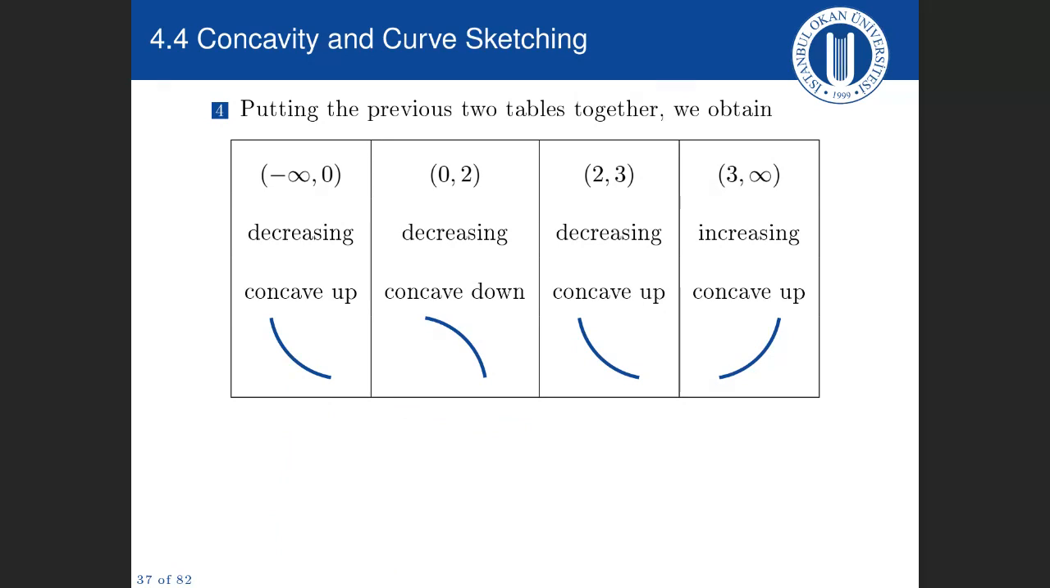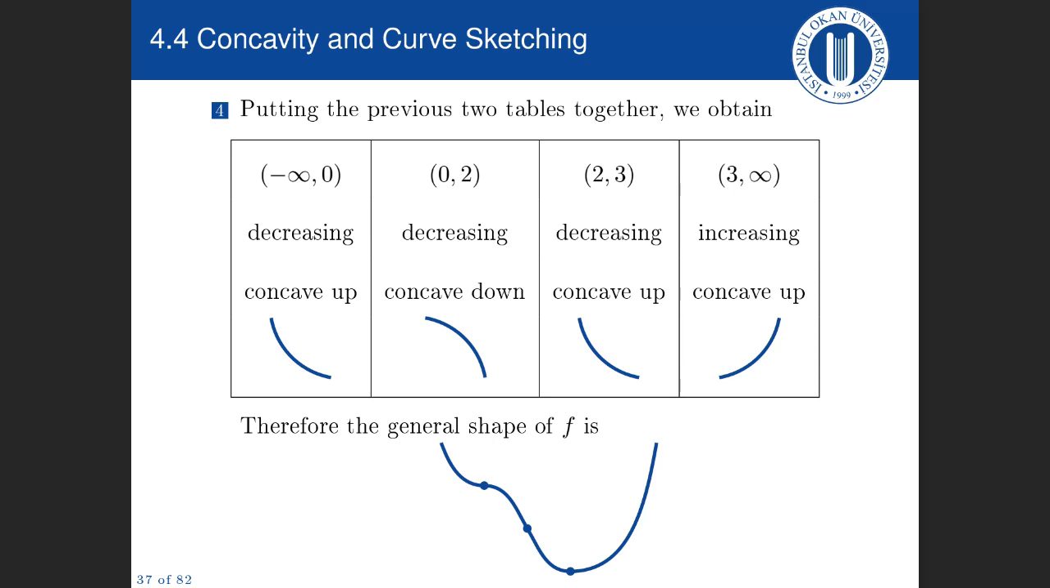And then between 3 and infinity, we found that our function is increasing and concave up. Increasing and concave up looks something like this curve. If we take these 4 curves, and if we glue them together, we end up with the general shape of f. The graph of f is going to look something like this.